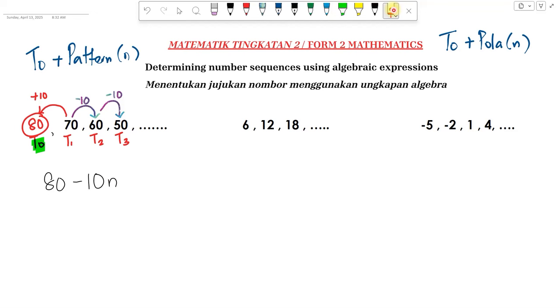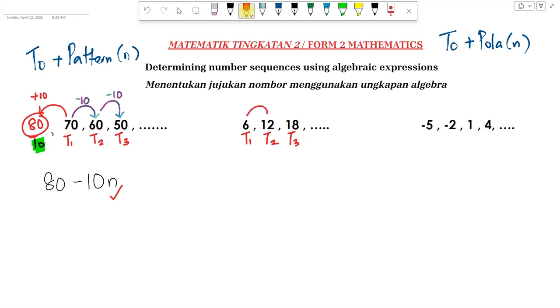So this is your algebraic expression. Okay, this is your answer, right? This one. Okay, let's look at the next one. So this is again term 1, term 2, term 3. Okay, and let's look at our pattern.